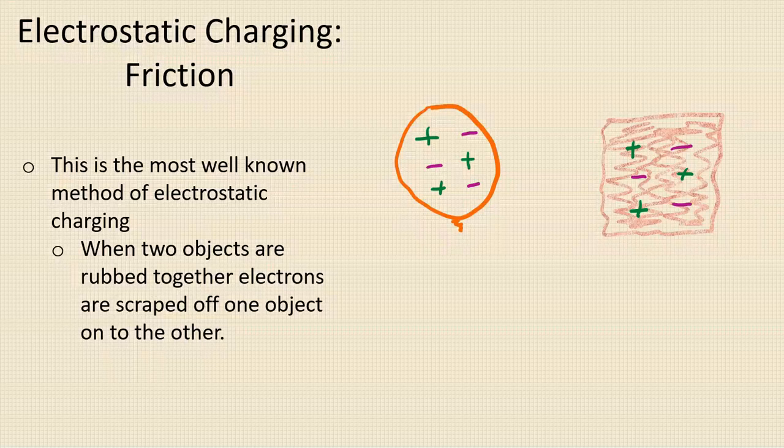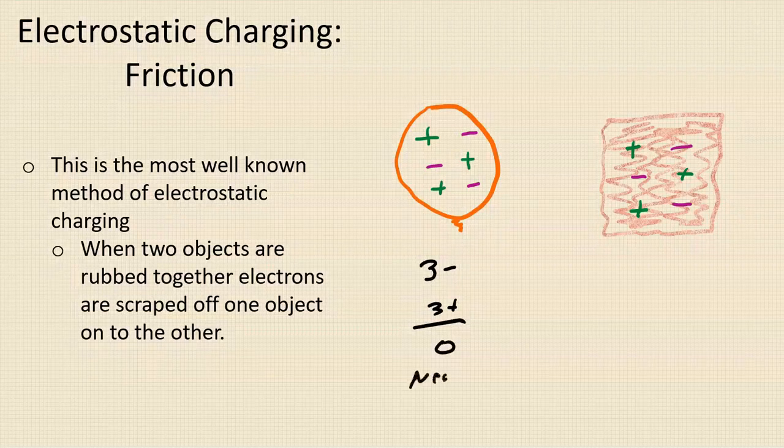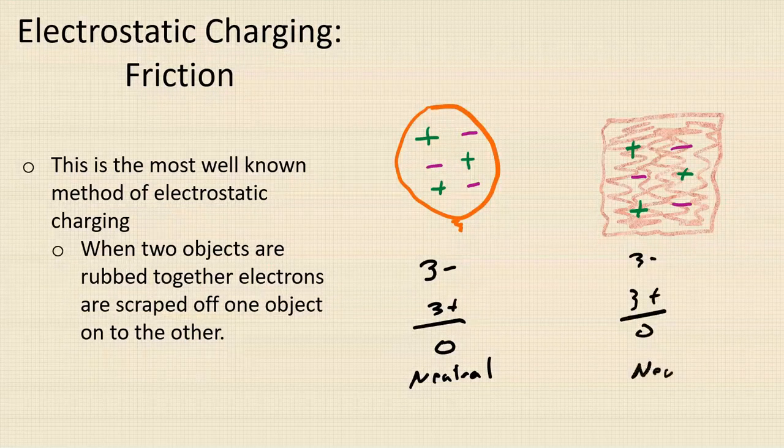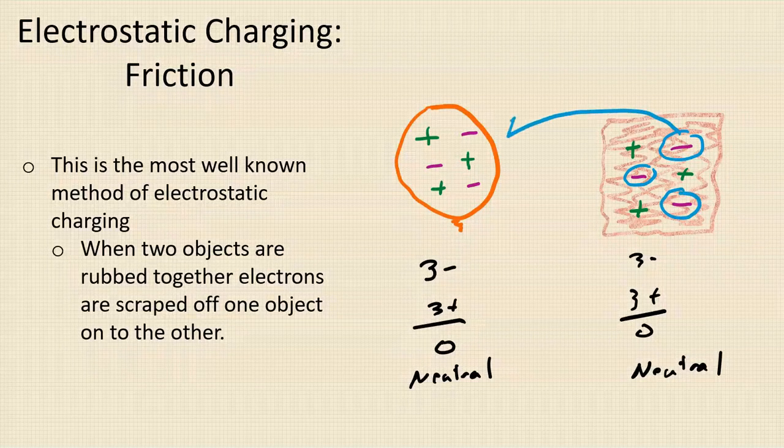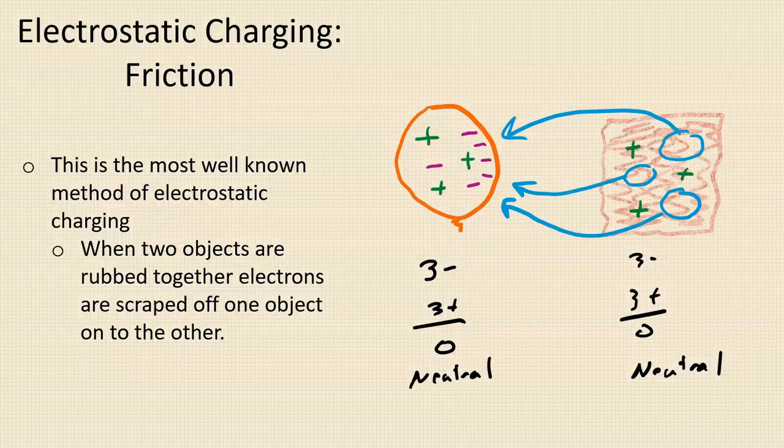Right now I have drawn both of these with some electrons and some protons, or some excess positive and negatives. So we have 3 negatives and 3 positives on the balloon, giving us a neutral charge, and we have the same thing on the fabric, 3 negatives and 3 positives, and again that's making it neutral. So if we rub the balloon on the fabric, let's use the example of the electrons moving from the fabric onto the balloon, which is a pretty common occurrence with latex balloons.